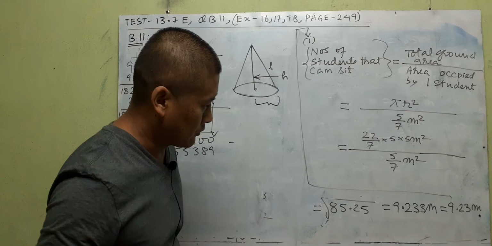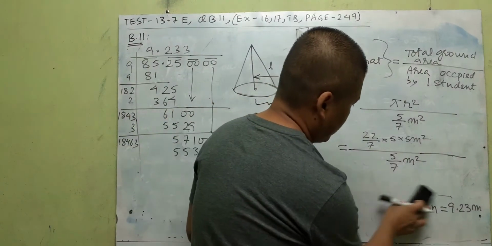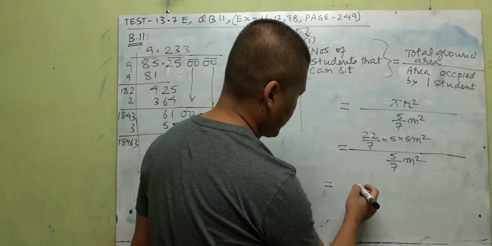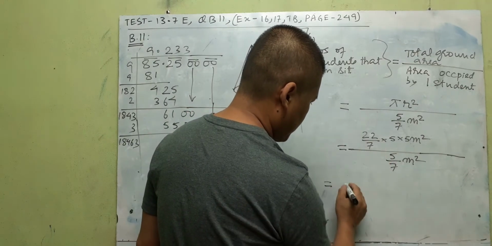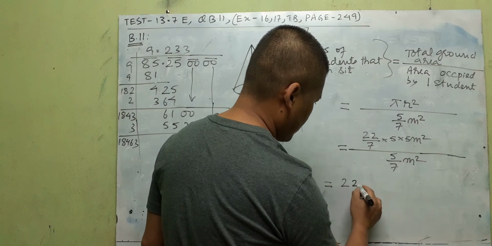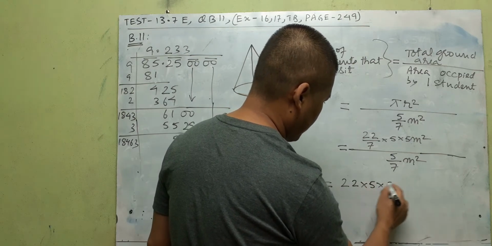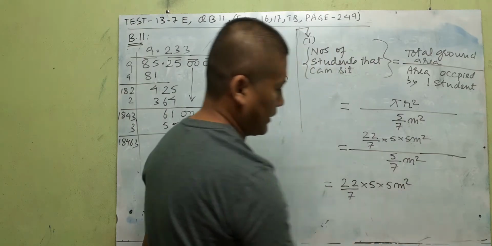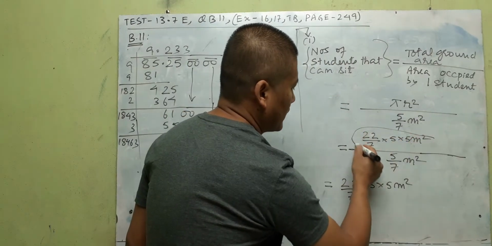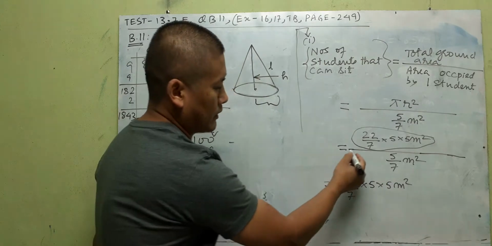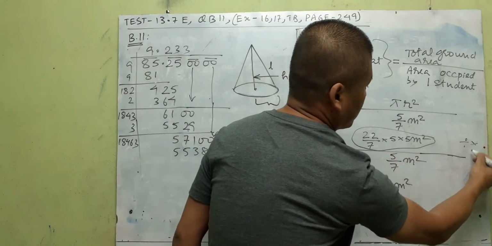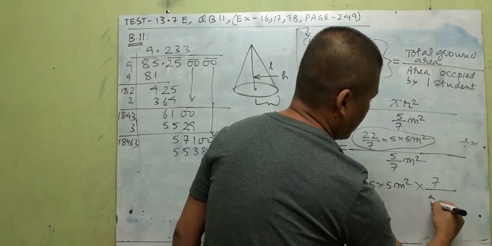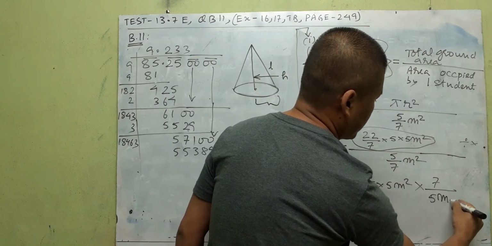So now we are about to come to the last few steps. Here that will give you equal to, just look at this part, 22 into 5 into 5. This one just write as it is, nothing changed. Then the long line means divided by, so change to multiplication: the 7 will go up, and the 5, and even meter square is on the numerator, so bring it down.